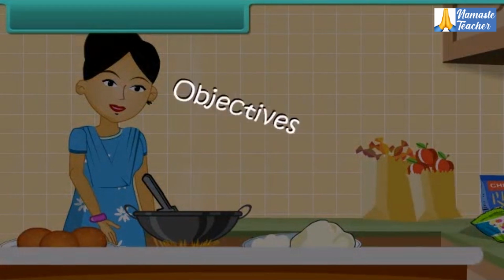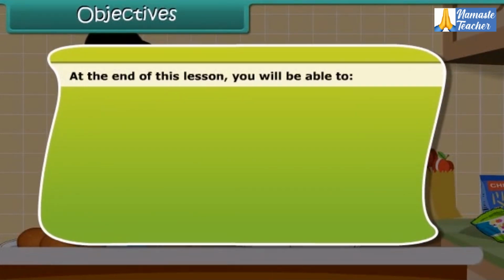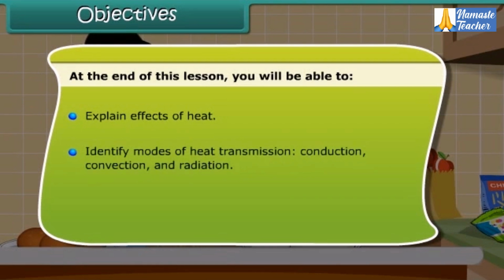Objectives. At the end of this lesson, you'll be able to explain effects of heat, identify modes of heat transmission: conduction, convection, and radiation. Explain good and bad conductors of heat.